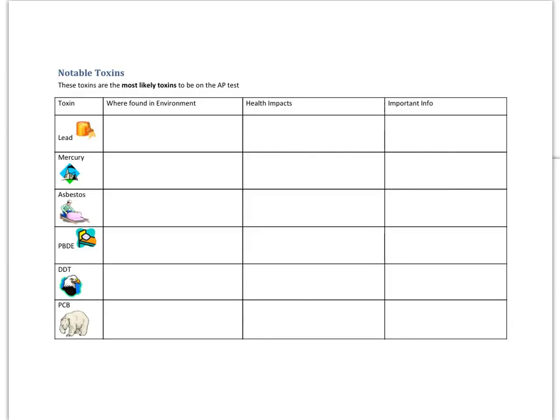Going to go over the toxins that are most likely to be asked about on the AP test. The AP test does ask questions about certain toxins, and these are the most famous or infamous toxins, so we call these notable toxins. Your paper should look like this chart, and you should fill in this chart while I go through the slides of the presentation.